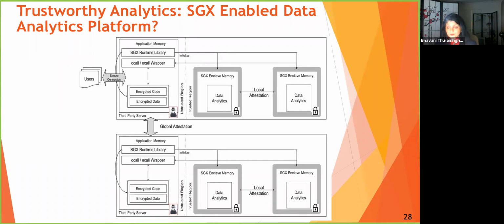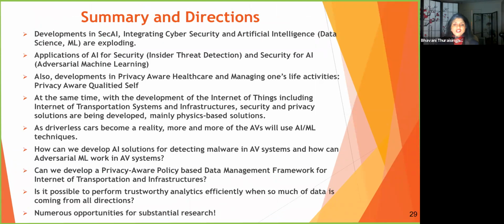Okay, so now we have again 3 minutes. So this is my last chart, summary and directions. So lots of developments in security and AI, integrating cybersecurity and AI. It's exploding. Data science, machine learning for cybersecurity, and of course, machine learning for almost everything. Of course, applications of AI for security like insider threat detection. And then I also talked about security for AI, adversarial machine learning, where the machine learning techniques are going to be attacked.